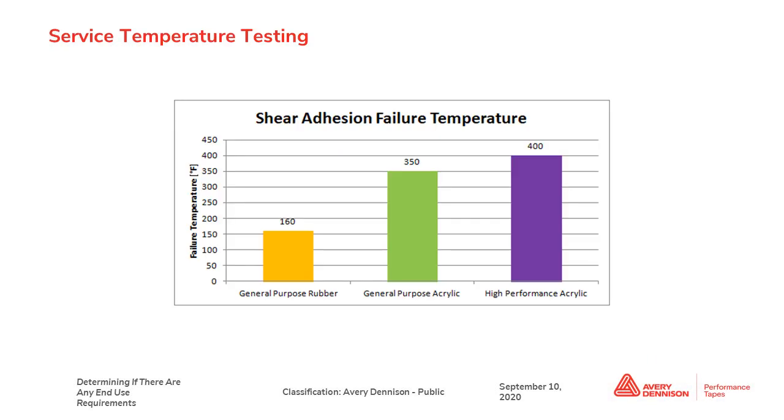Okay, so here's some test data that I wanted to show. Adhesion failure temperature, which is also related to surface temperature testing that we do. And again, I like giving these three examples because it shows the different performance of these different adhesives. So first up, we have the general purpose rubber, and that was failing around 160 degrees Fahrenheit. So in our data sheets, we actually don't recommend this adhesive to be used for over that.